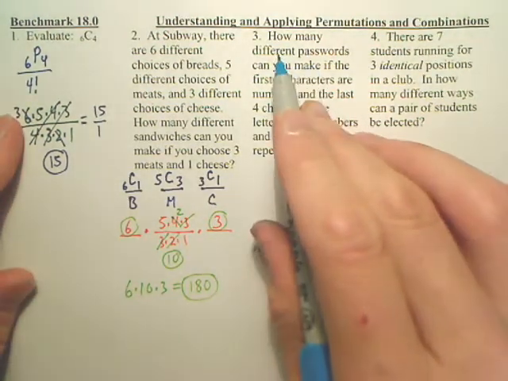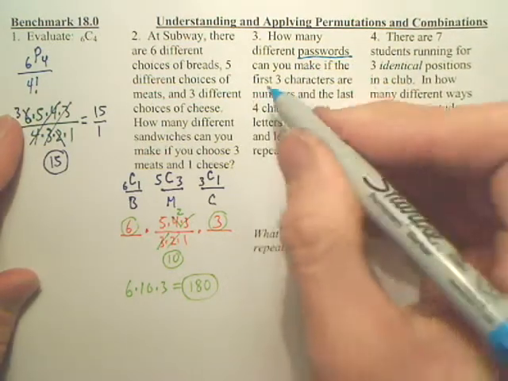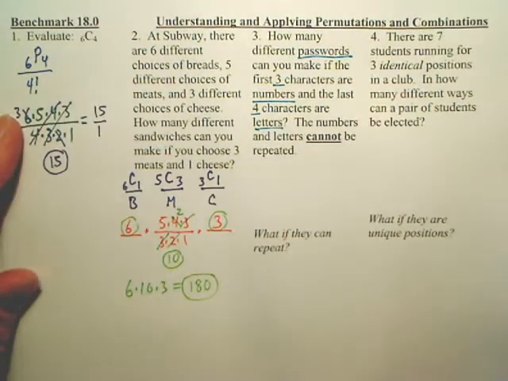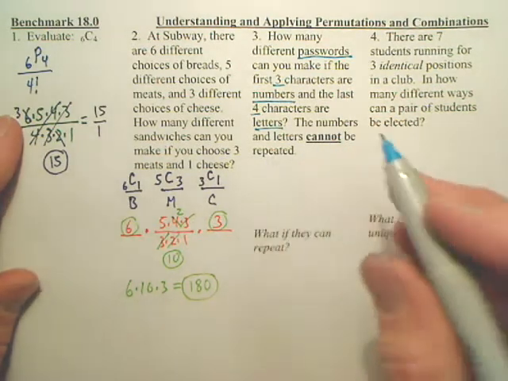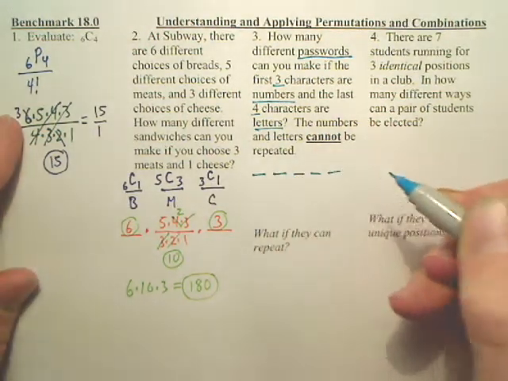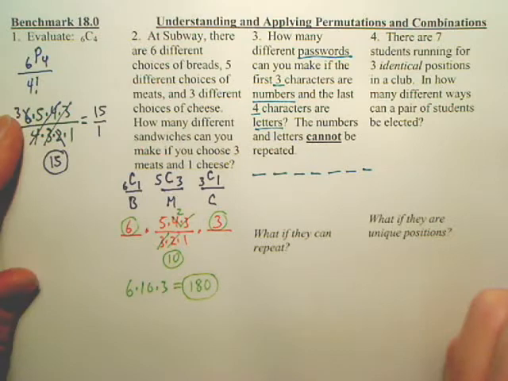Okay, how many different passwords can you make if the first 3 characters are numbers and the last 4 characters are letters? So, how many letters are we using? Letters we're using 4, numbers 3. And we cannot repeat numbers or letters. So, let's think about this. Aren't there 7 spots you're going to fill?